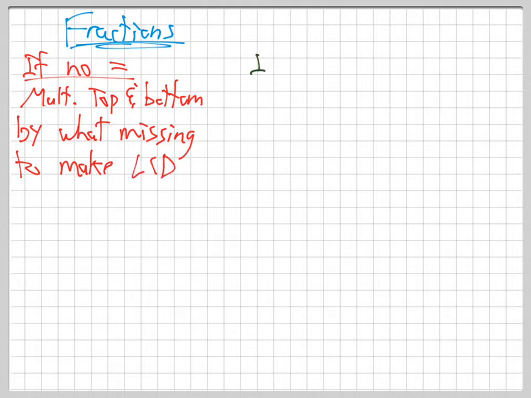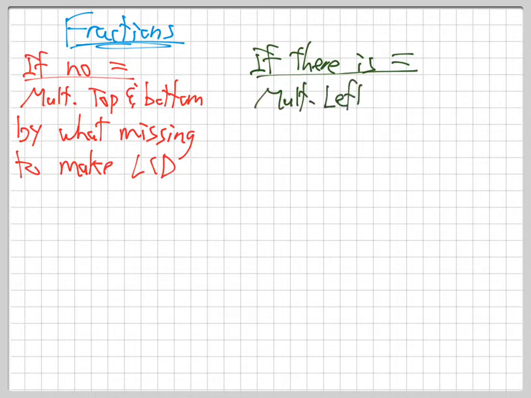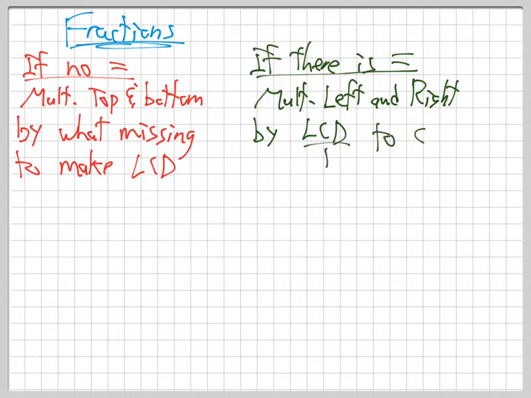We're over here if there is an equal sign. We do have an equal sign. So we're not going to do top and bottom. We're not even thinking top and bottom, huh? We're thinking left and right whenever we have an equal sign. So we're going to multiply left and right by the LCD over 1 to cancel all denominators.